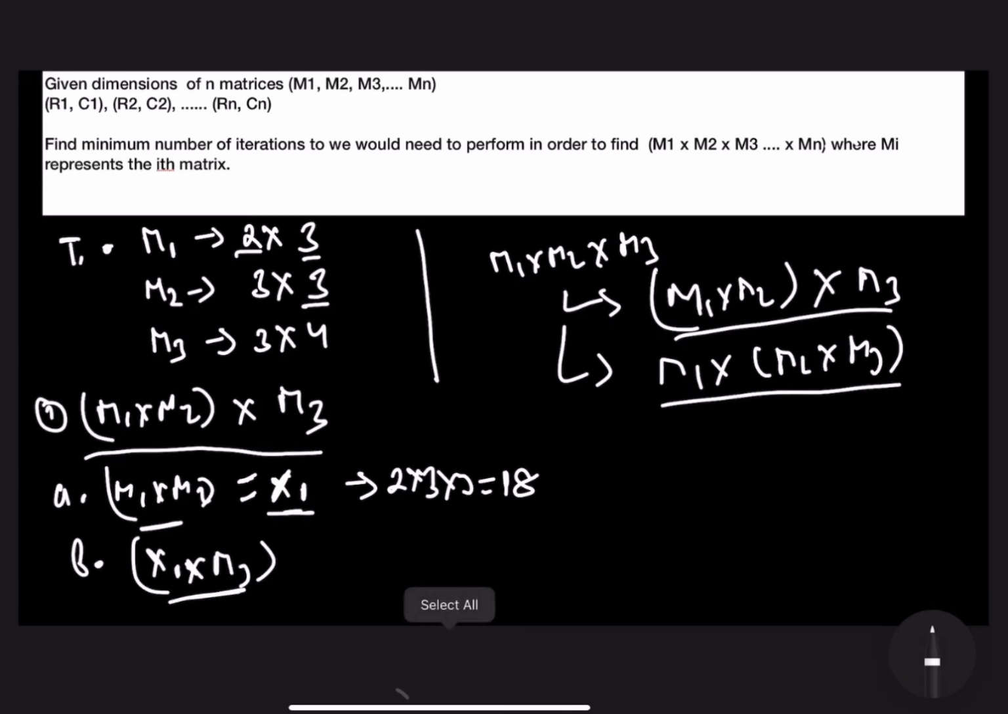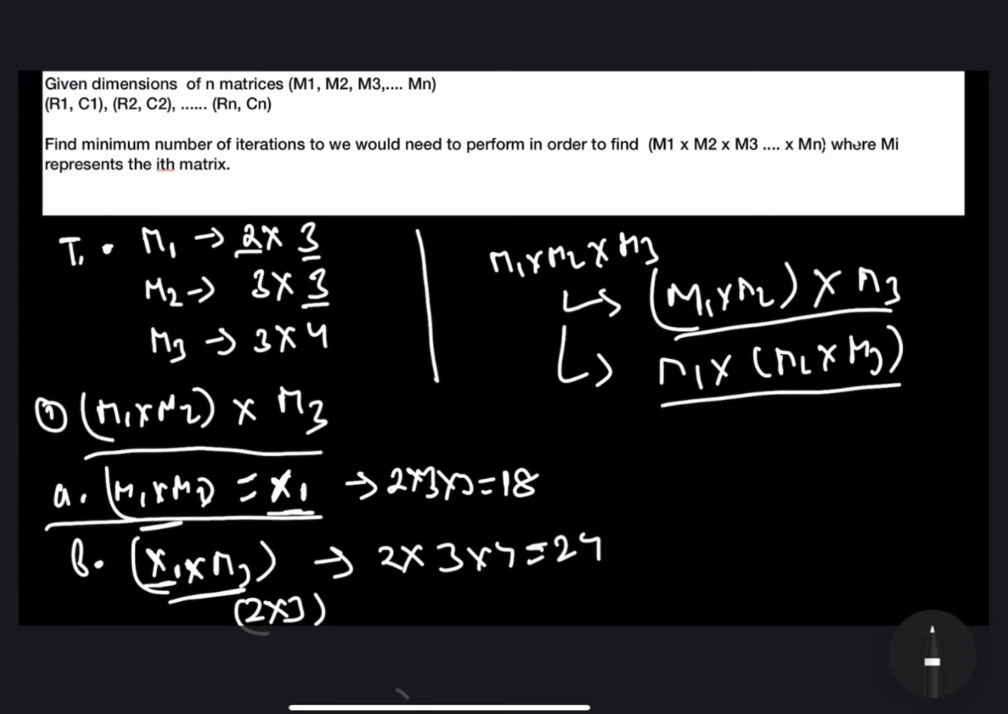So the dimension of this x1 over here, if you notice from the property, will be equal to 2 cross 3 again. From the property, the total number of iterations to perform x1 cross m3 will be equal to 2 into 3 into 4, that is 24. So in total, the number of iterations we are making in these two steps is 18 plus 24, that is 42 for this first expression. It just means that we need to make 42 iterations to evaluate this first expression.